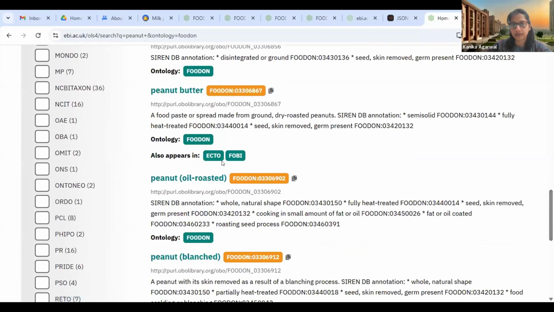So peanut butter also appears in ECTO and FOBI, the food biomarkers ontology. So this is how these ontologies are interlinked and intertwined with each other. Any questions so far? Any problem in accessing this web page or navigating through? We would be happy to assist you with it.